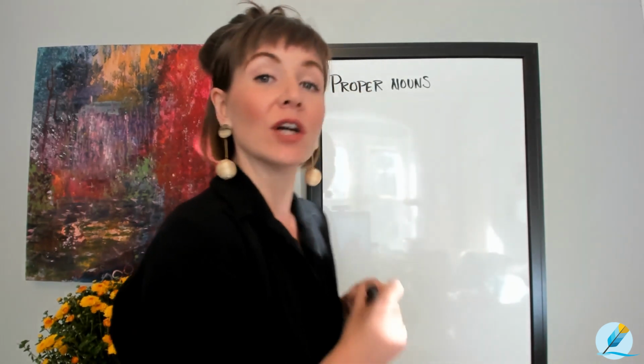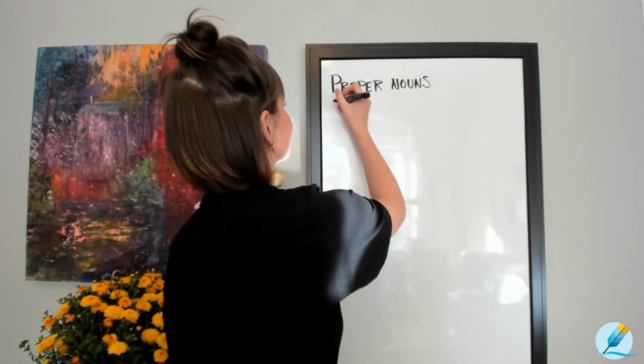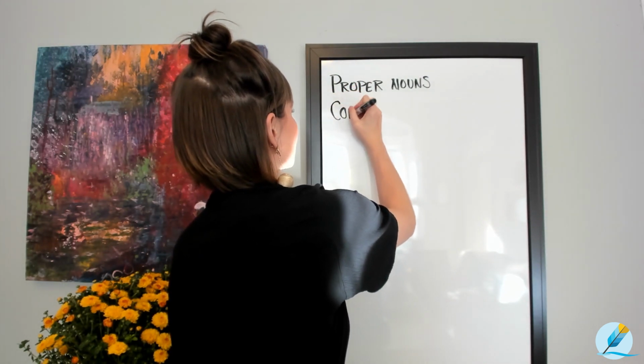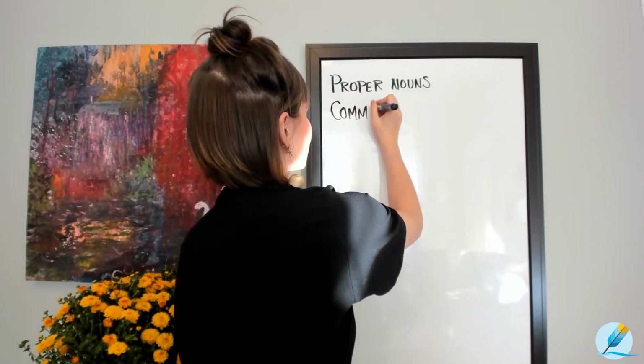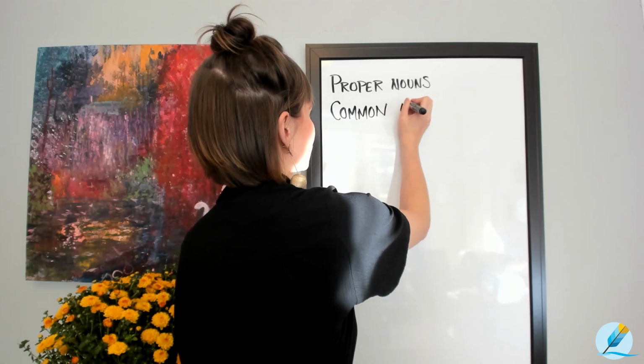Second, we have common nouns. Common nouns are used to describe persons or things in general. So examples of this would be girl, country, team, cat, chair. They are just general nouns that we use in everyday speech.